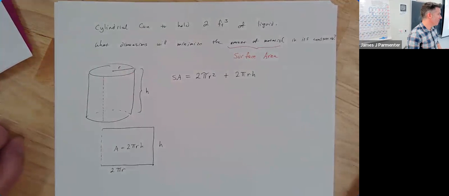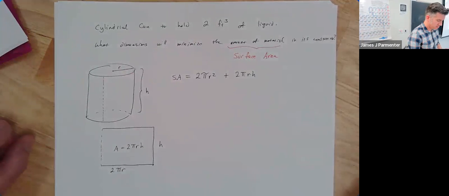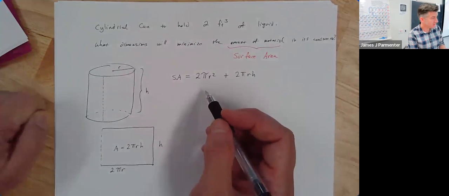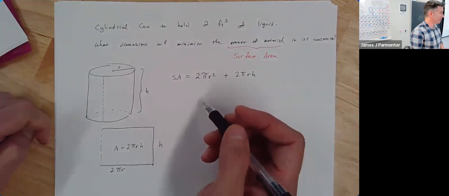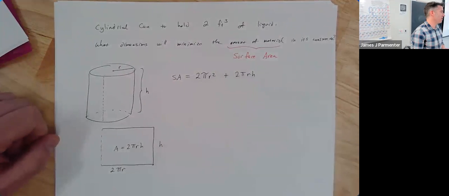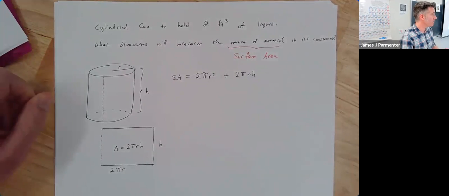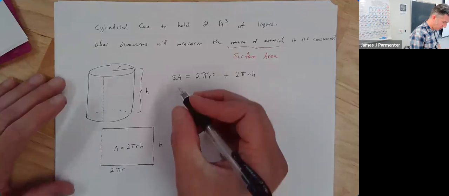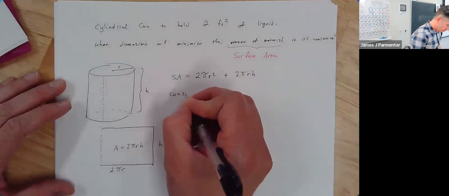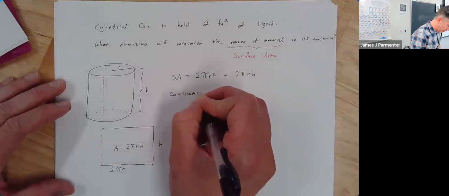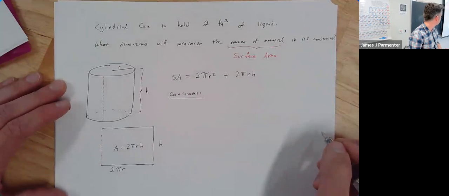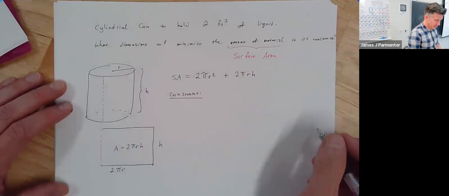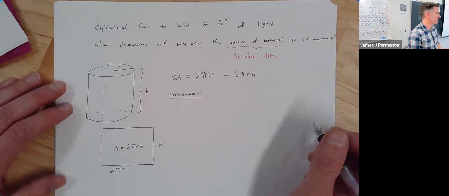And that's what we want to minimize. But again, as is usual, the thing we're trying to minimize is a function of two variables. So we need a constraint so that we can relate those variables and eliminate one of them in our equation. And our constraint is that the can needs to hold how much volume? 2 cubic feet. What's the volume equation of this thing?